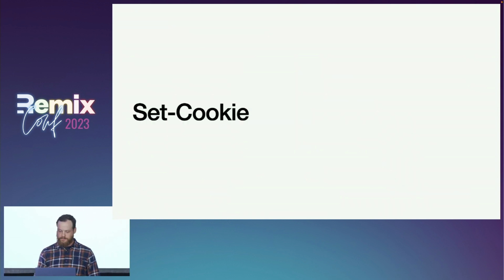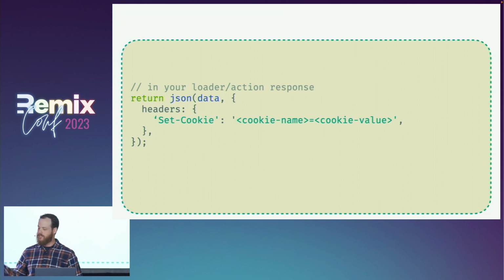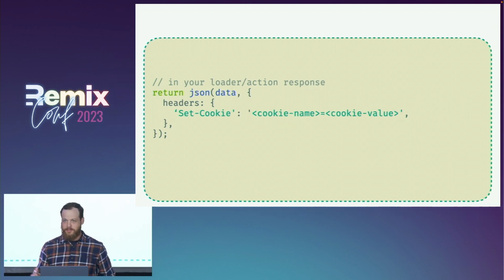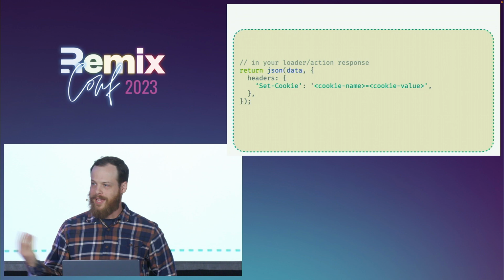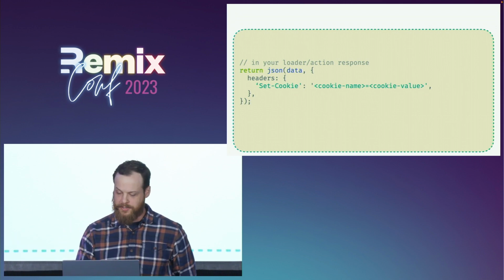So how does it do that? From the RFC, there's a couple things. There's a Set-Cookie header. In Remix, that would look something like this. You return headers with Set-Cookie and just a cookie name and a value. It's very simple. The concept of the cookie was just a way to pass data that is very simple, just a name and a value.